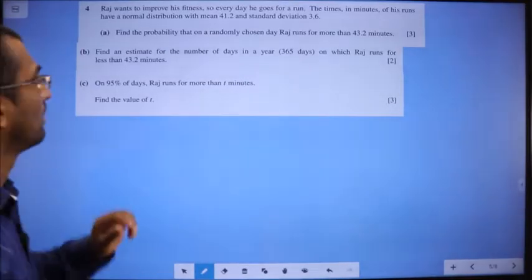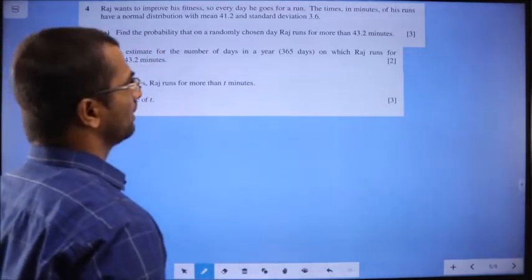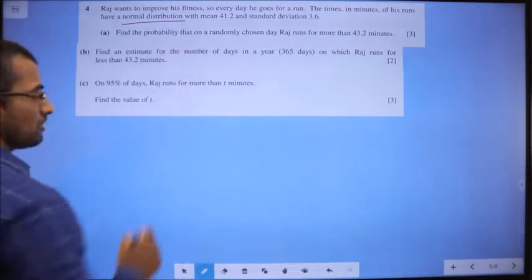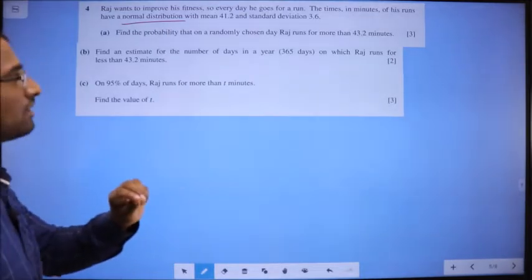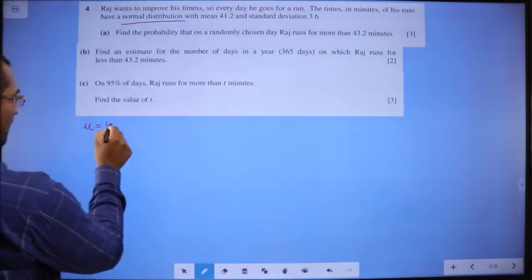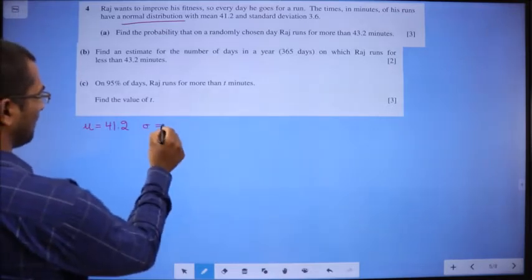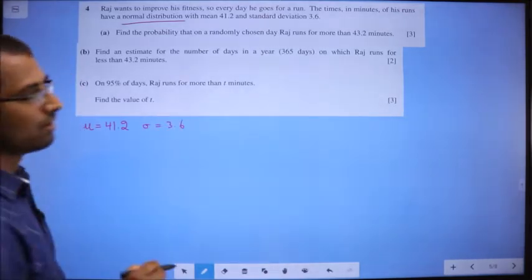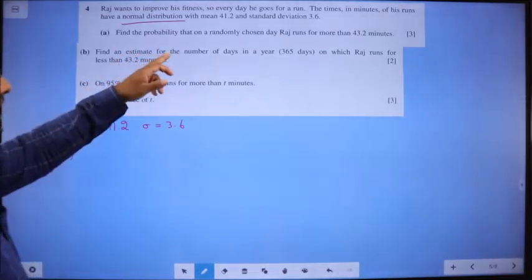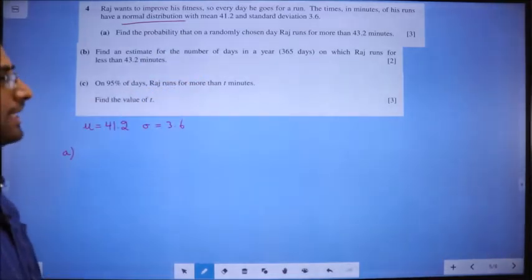Question 4. Raj wants to improve his fitness, so every day he goes for a run. The times in minutes of his runs have a normal distribution. So this sum is from a normal distribution with mean. Whenever you come across information, write it down. Mean is 41.2 and standard deviation equal to 3.6. Now A1.